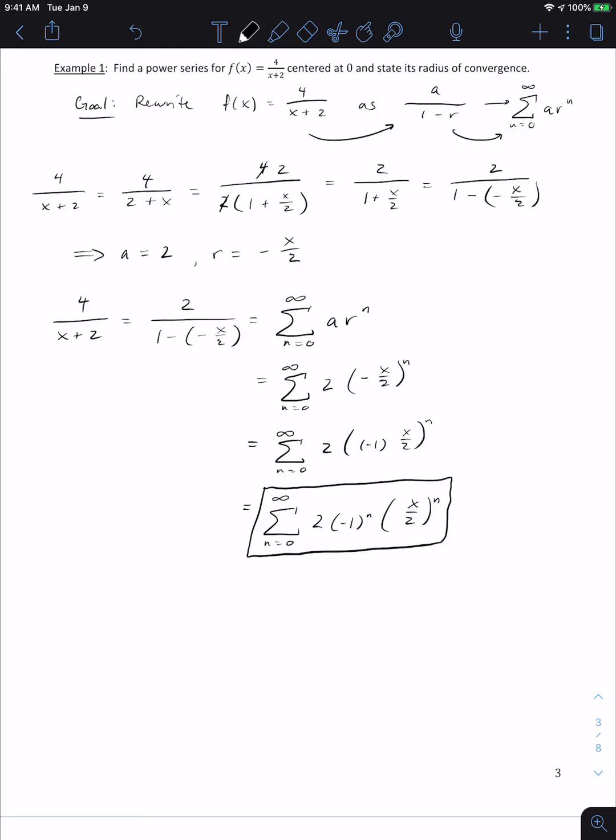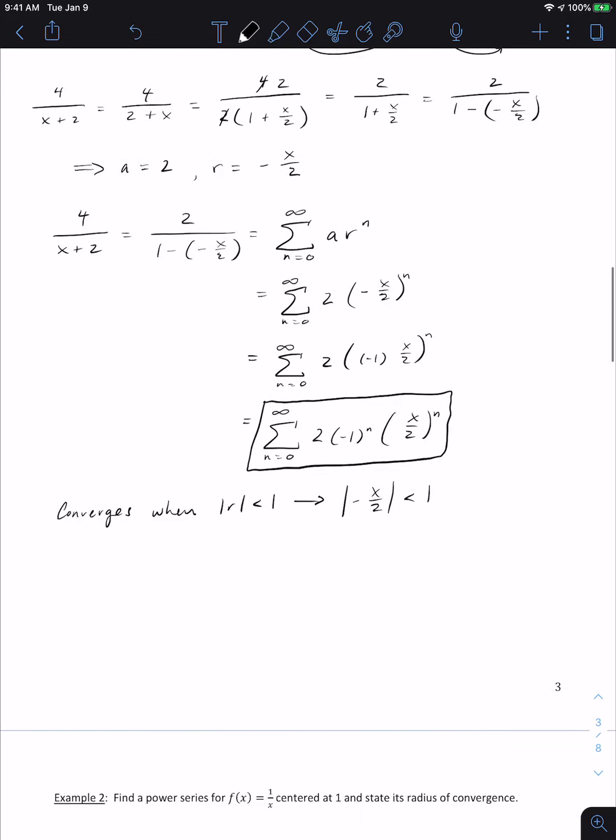But we need to talk about its radius of convergence, right? Remember, when does this converge? It converges when whatever my r is has absolute value less than 1, right? What is my r in this case? Negative x over 2 is less than 1 in absolute value. But the negative is redundant, and then I can multiply by 2, so I end up getting that absolute value of x is less than 2. Right? So my radius of convergence is R equals 2.